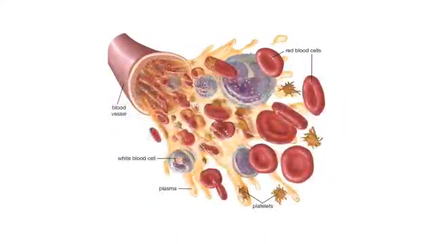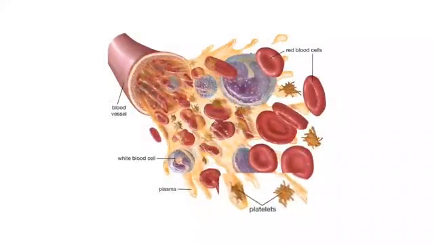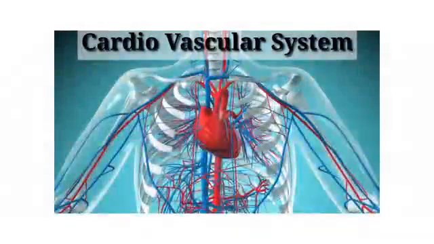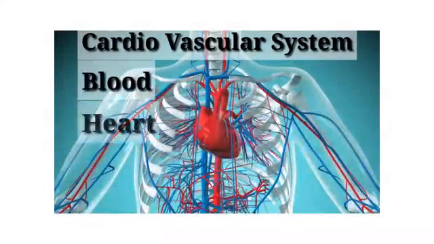Blood is the fluid consisting of plasma, red blood cells, white blood cells and platelets that is circulated by the heart through the vertebrate vascular system, carrying oxygen and nutrients to, and waste materials away from, all body tissues. Lymph is essentially recycled excess blood plasma after it has been filtered from the interstitial fluid and returned to the lymphatic system. The cardiovascular system comprises the blood, heart and blood vessels.